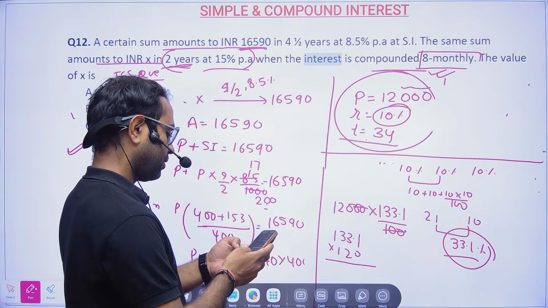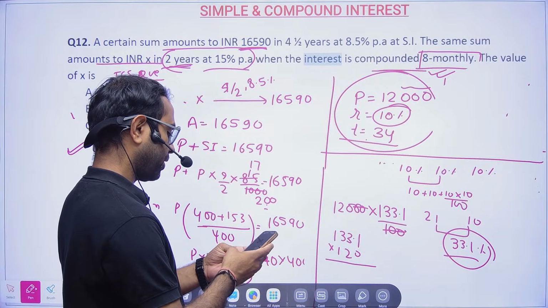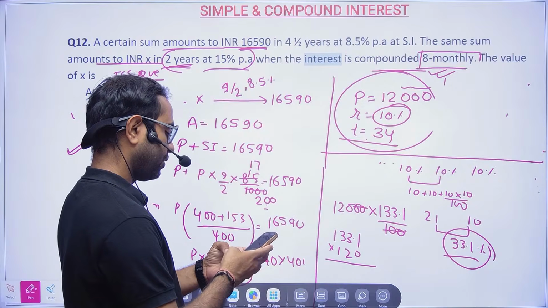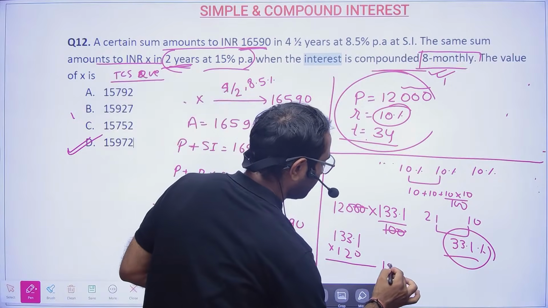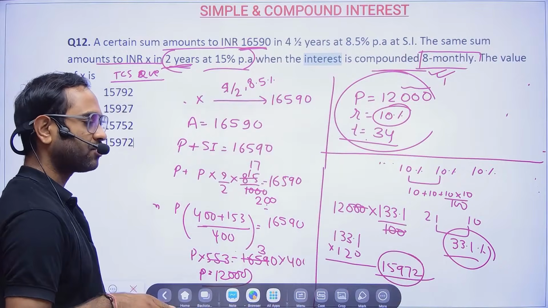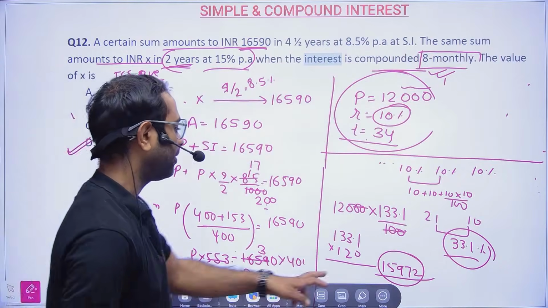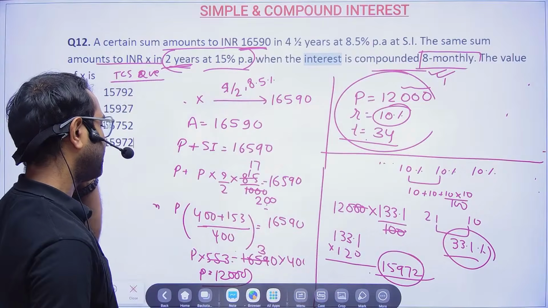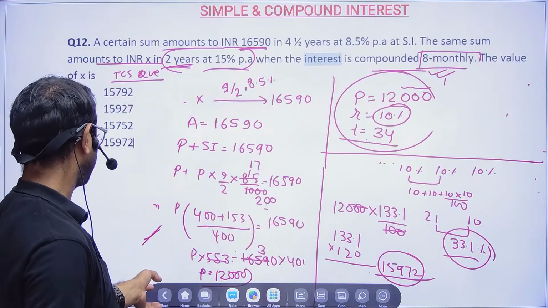Calculator. 133.1 into 120 will be equal to 15972. There are multiple ways to solve compound interest, multiple ways to get compound interest. So here it will be 15972. So these are the ways, but you have to find out first the principal from here.